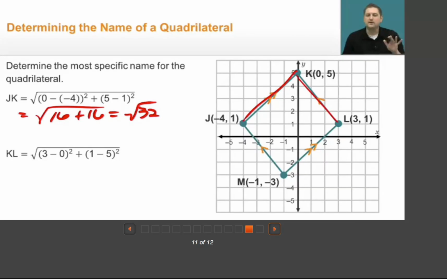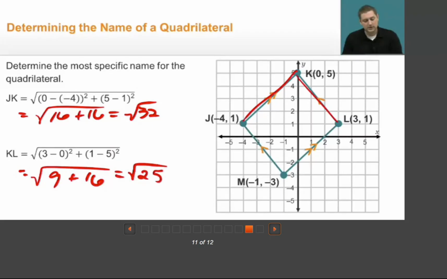Now I can simplify this, but I'm just going to leave it like this because I want to compare it as is to the next one. I might be able to get an answer right off the bat. Let's look at the next one, KL. Well, 3 minus 0 is 3, and when I square 3, I'm going to get a positive 9. 1 minus 5 is a negative 4, and when I square that value, I get a positive 16. Well, 9 plus 16 is only 25, not 32. So clearly we can see that the square root of 32 is a larger value.